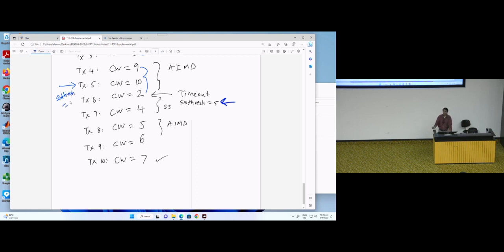Equals what? Sorry? Yeah, somebody said it? Yeah, so what is it? Why half of 8? At transmission 5, the congestion window is 10. That's when I got a timeout. Why would it be 8? Did you say 8? Who said 8? Why 8? But why are you cutting 8 to half, to 4? You said it's 4, right?